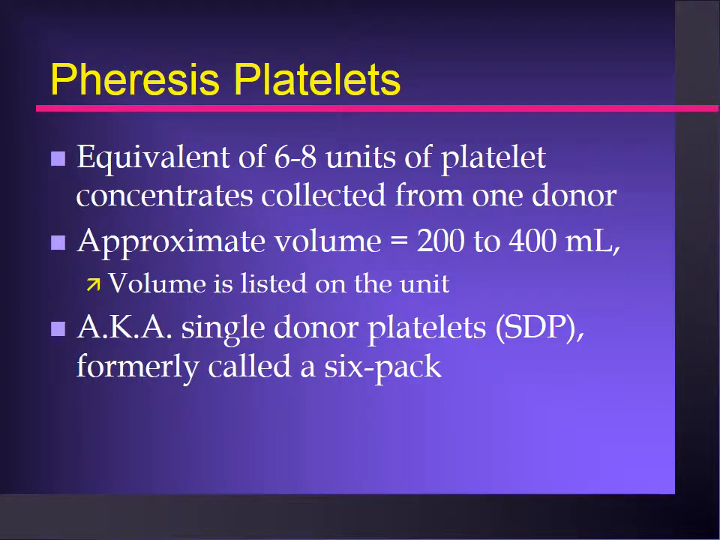One pheresis is equivalent to about 6 to 8 units of platelet concentrates, but they're collected from 1 donor. The approximate volume is 200 to 400 ml, but the actual volume will be listed on the bag. These may also be called single donor platelets, and if you hear the term 6-pack, that's old terminology. What you'll want to order nowadays is 1 pheresis.